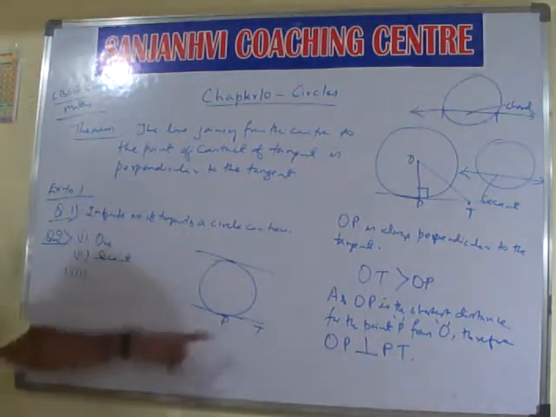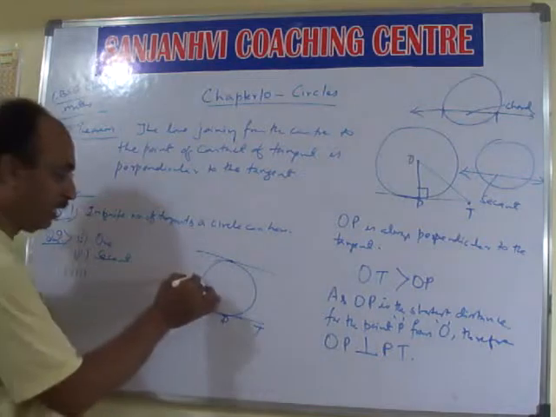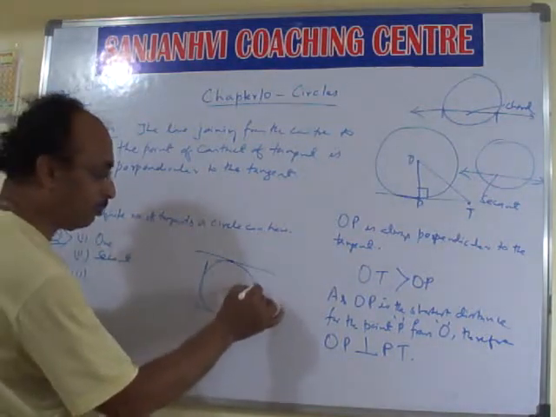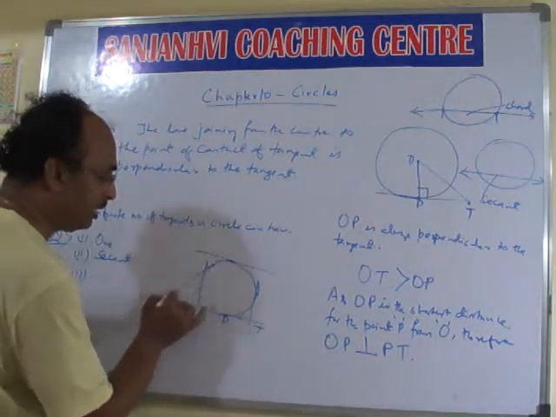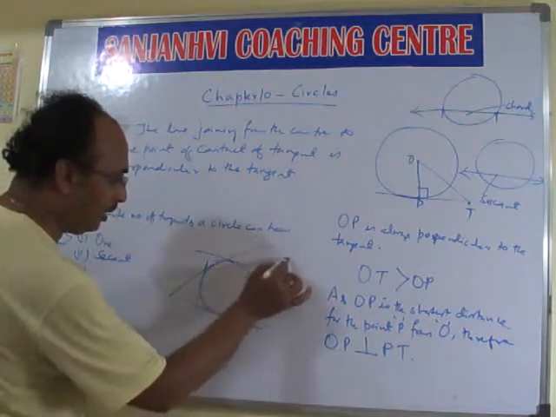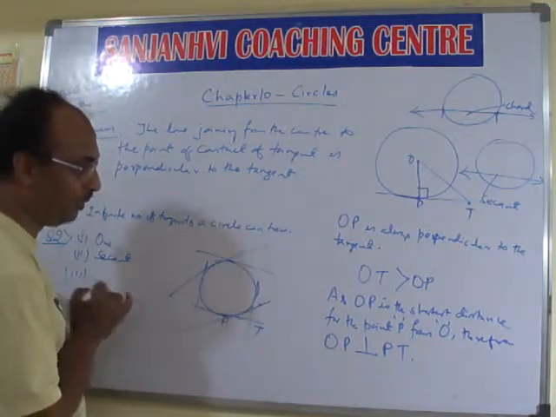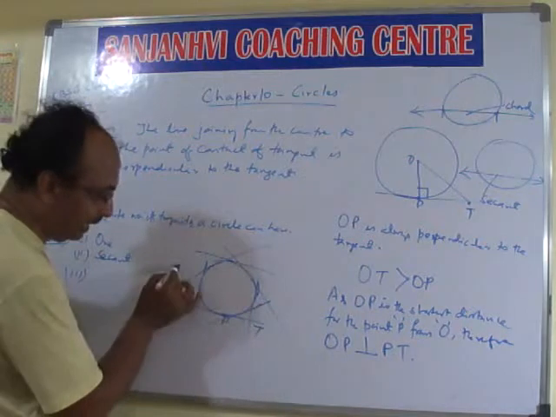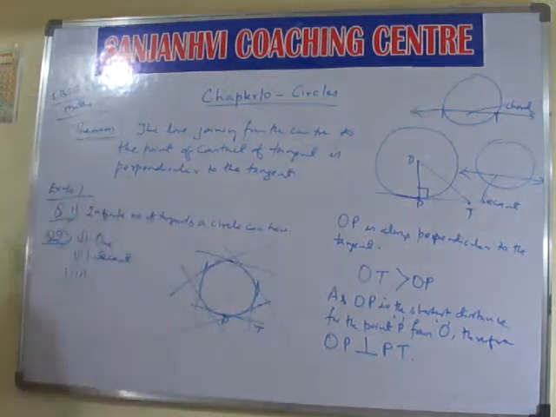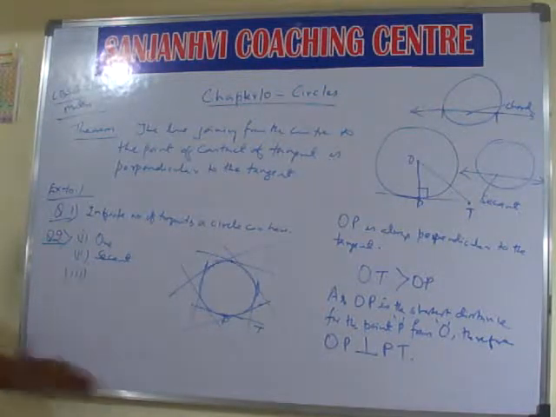For this one, this will be parallel. For any other, like this, this one will be parallel. So at a time, parallel tangents can be drawn only two. Only two parallel tangents can be drawn to a circle. An infinite number of tangents can be drawn, but parallel tangents can be drawn only two.